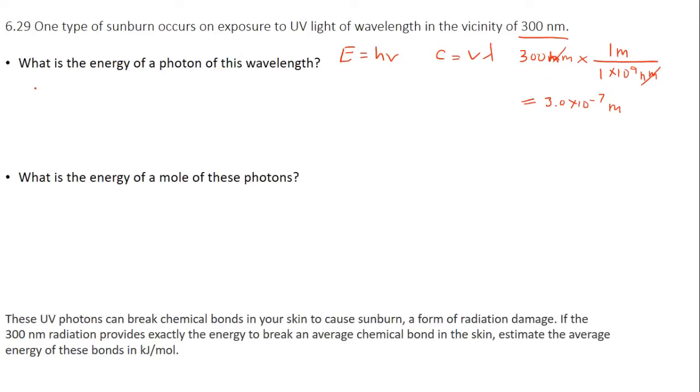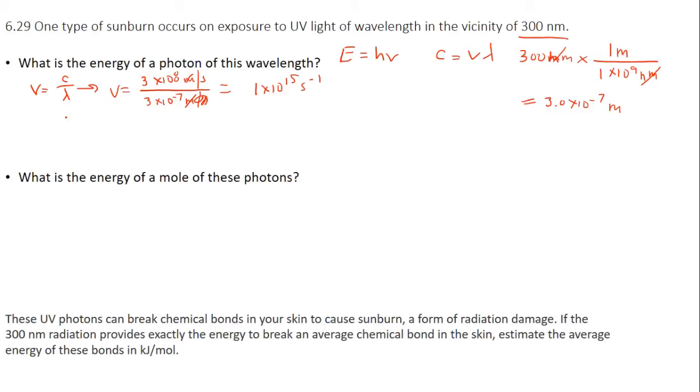Once we have our wavelength, we can find frequency by rearranging that equation: speed of light divided by wavelength. Frequency equals 3 times 10 to the 8th meters per second divided by 3 times 10 to the minus 7 meters, our wavelength. So meters cancel out and we're left with the units for frequency that make sense: 1 times 10 to the 15 inverse seconds for our frequency.